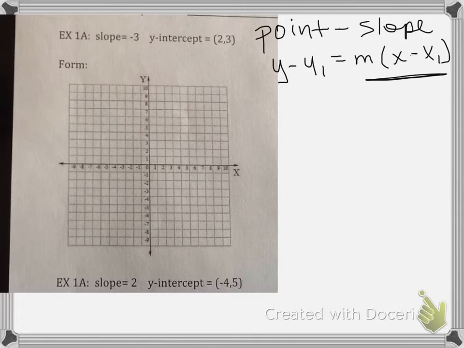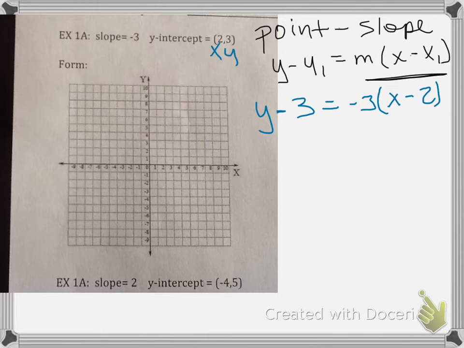That's our x, and this is our y. So we're just going to fill this in. All right, so it's y minus, and our y value is a 3, so we're going to put a 3 there. Equals, our slope is negative 3, and then we have x, and then our x value is minus 2, because it's positive 2. Now, we have this in point slope form.